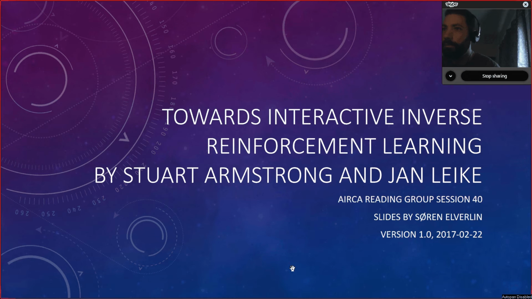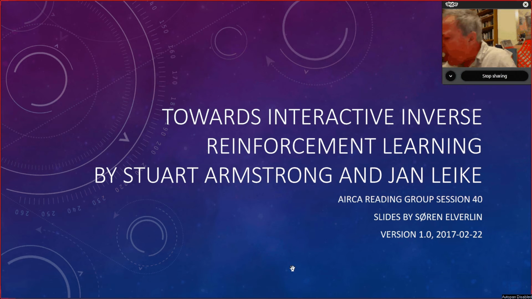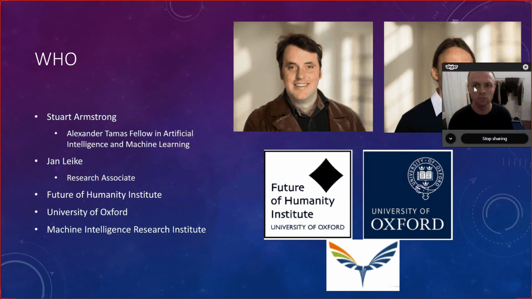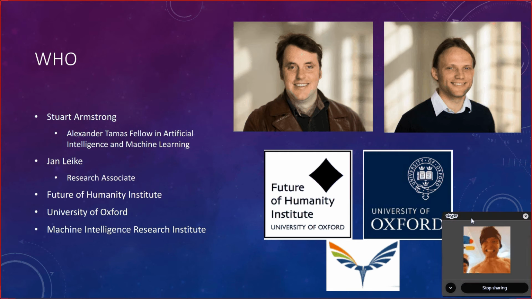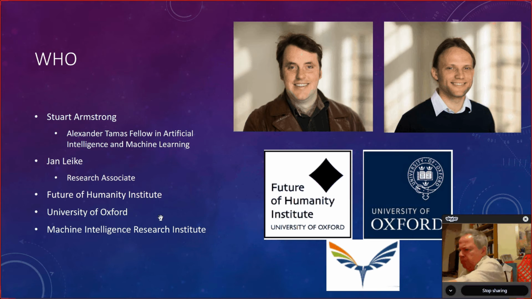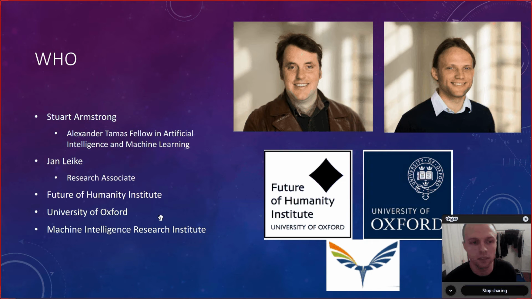So the paper is called Towards Interactive Inverse Reinforcement Learning by Stuart Armstrong and Jan Leike. These two up here are Stuart Armstrong and Jan Leike, which you might not be able to see for the Skype here, who are both researchers working at the Future of Humanity Institute at Oxford, and they're also both associated in different ways with MIRI, the Machine Intelligence Research Institute. Yes, and I know Stuart Armstrong has also authored several popular books, also beyond narrow AI safety.